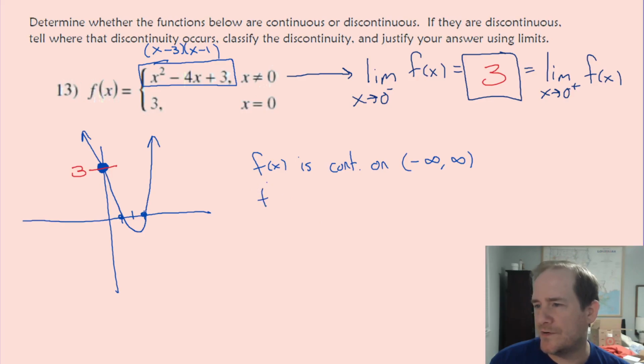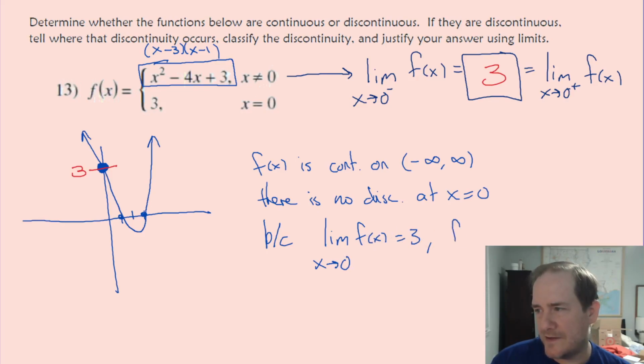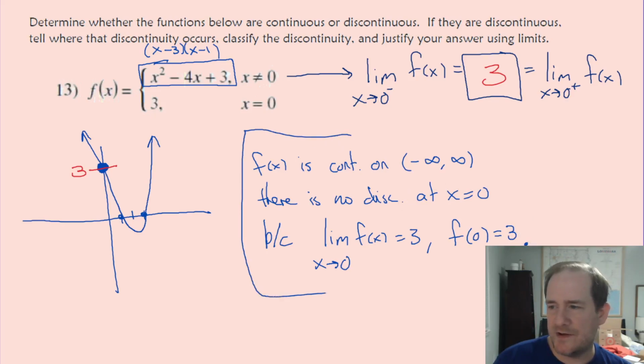There is no discontinuity at x equals 0, like many of you probably assumed there was, but there isn't, because the limit as x approaches 0... maybe this is the rare time to go ahead and use a biconditional. So the limit from both directions is 3, and the value of the function is also 3. So that's it. That kind of justifies everything. That would be a good answer to a question like that.